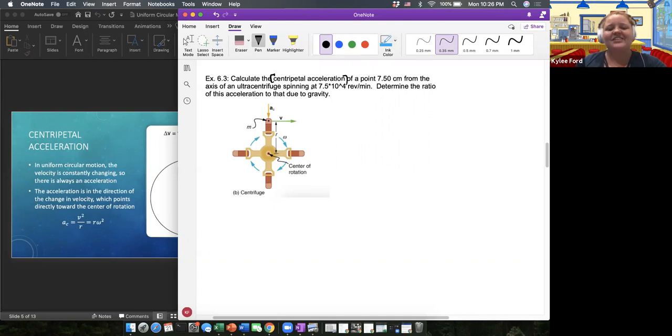So anyway, we're just going to look at this example here. We have that the radius is 7.5 centimeters. I'm going to go ahead and convert that to meters. So we just divide by 100. Oh, I think I have too many zeros. I do. Okay, I got carried away on the zeros. So that's my radius. And it is spinning at 7.5 times 10 to the 4th revolutions per minute.